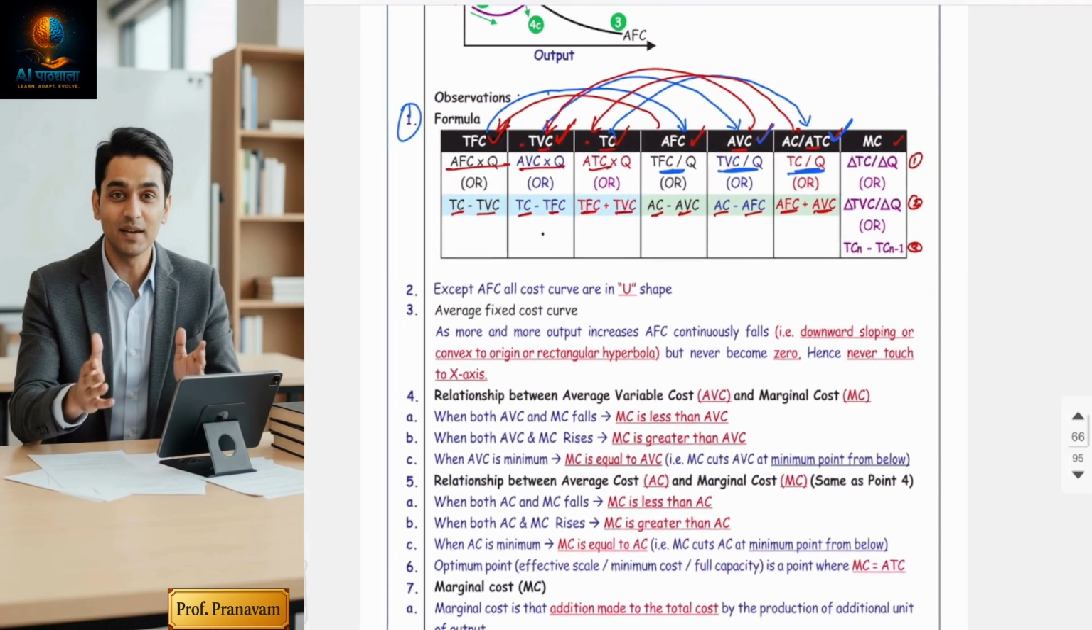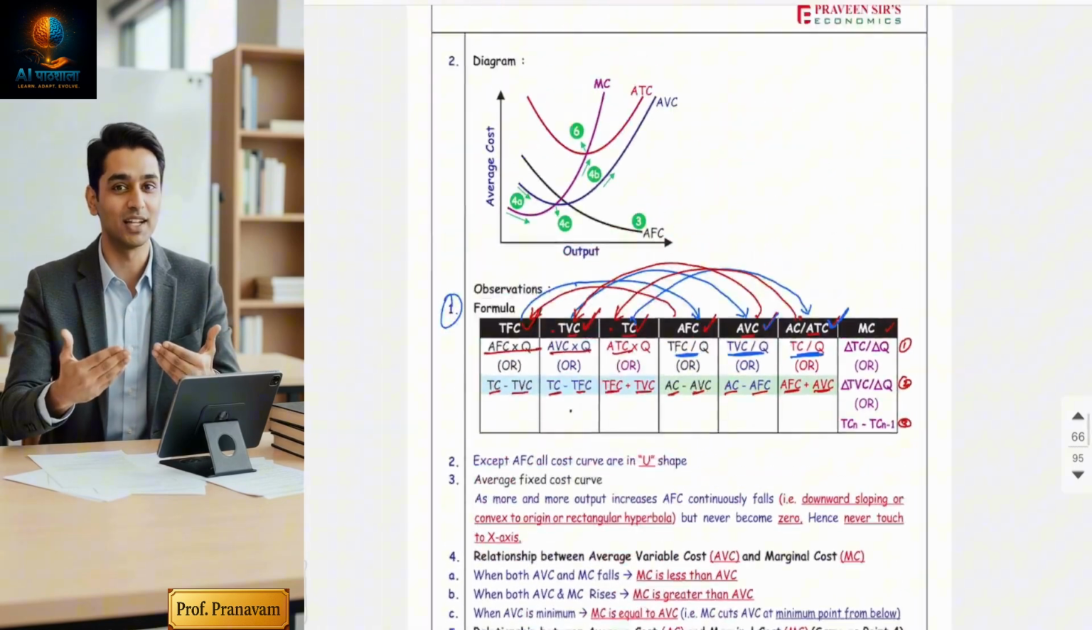Now, hope you understood the formula. Yes, now come to the diagram.